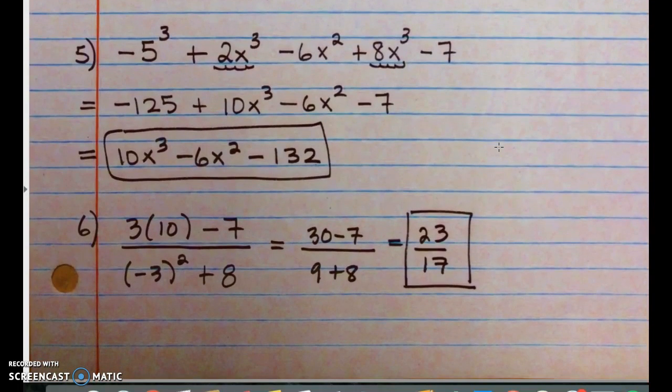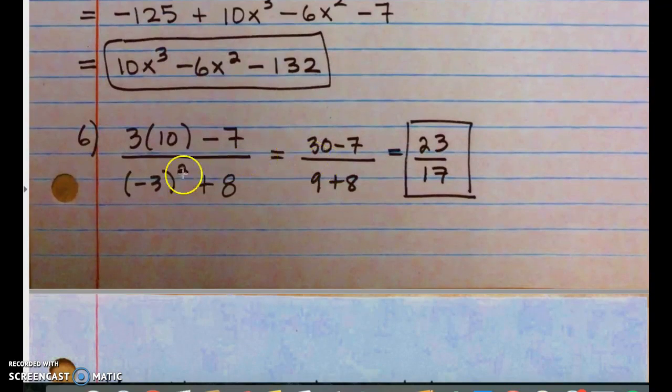Number 5, once again, power it up. So 5 to the third is 125. Then take it times the negative number in front. Then we're combining like terms, and I put them in descending order.